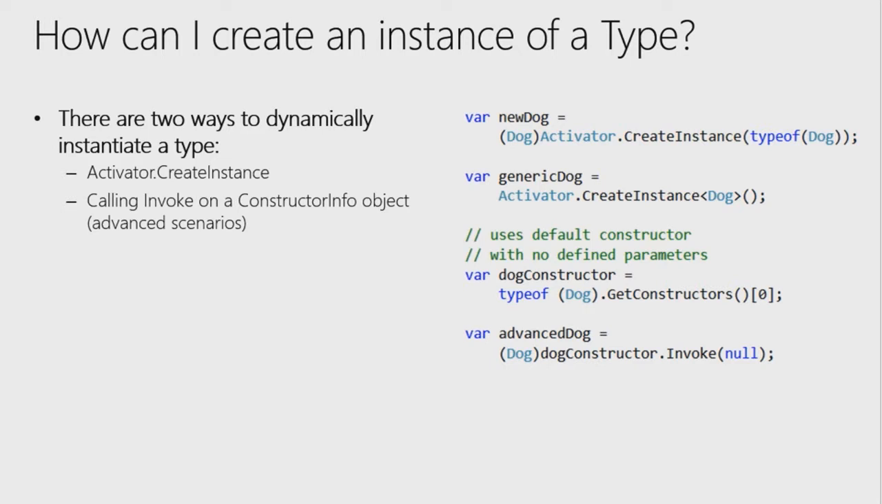So on the right-hand side here, you see var newDog is equal to a Dog instance. We're casting the result of the CreateInstance method, and we're passing in the typeof Dog so that CreateInstance knows how to go and create an instance of this. That is basically calling a default constructor on Dog to return back that instance. Now, there is, of course, a way to call more than a default constructor if you want to. Absolutely. And we'll touch on that later.